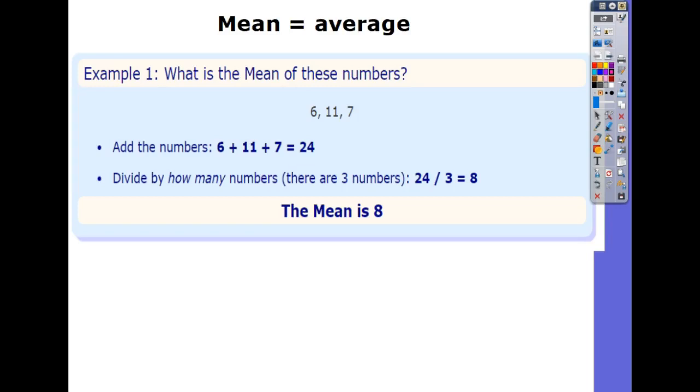Statistics usually starts with 4 words: mean, median, mode, and range, and that's where we're going to start. A mean is simply an average.